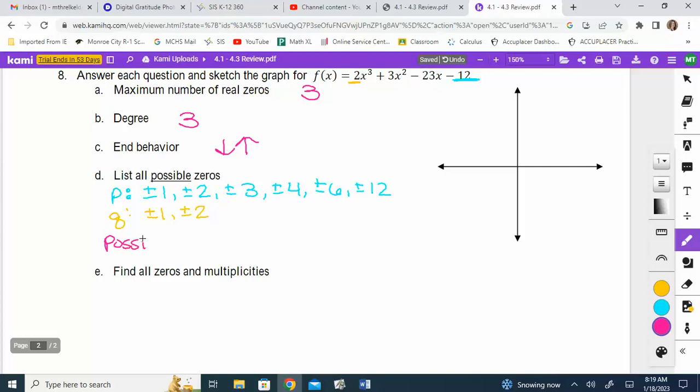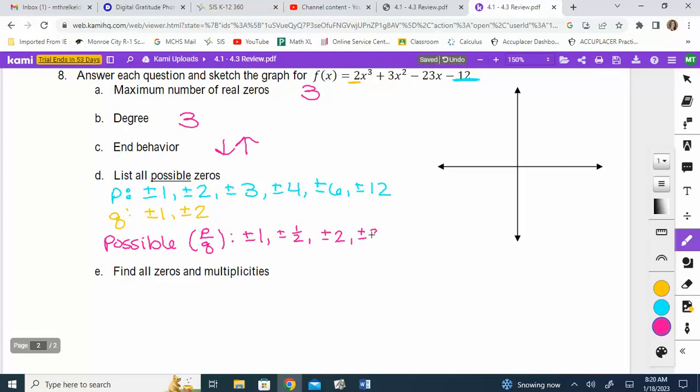From that, we get the possible zeros. Remember, that's just P divided by Q. So again, we'll still have plus and minus. So 1 over 1 is 1. 1 over 2. 2 over 1 is 2. 2 over 2 is 1, and I've got it.